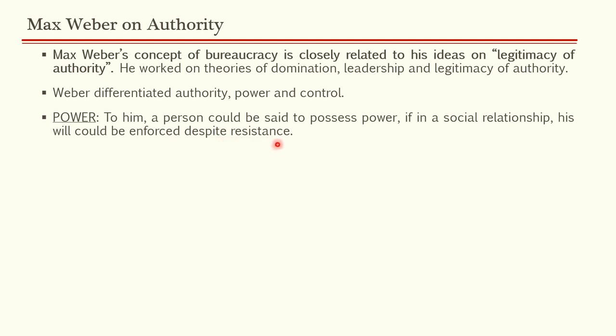be enforced despite resistance. So if you are resisting someone, if you are against someone's ideas, but still he is able to enforce his will, he is able to enforce his command, he is able to enforce you to obey him, that person is said to be possessing power. Power to him was in spite and despite of resistance. If the will of a person can be enforced, that is power.